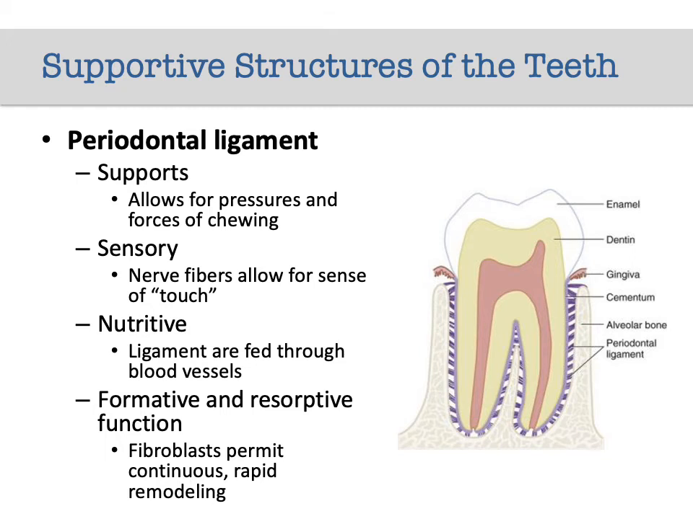It has a sensory function. The nerve fibers allow for a sense of touch. So when you bite down and there is pressure on it, that allows for that sense of touch. A nutritive function: the ligaments are fed through blood vessels, and that forms a nutritive function. Formative and resorptive function: the fibroblast cells permit continuous and rapid remodeling of the area.